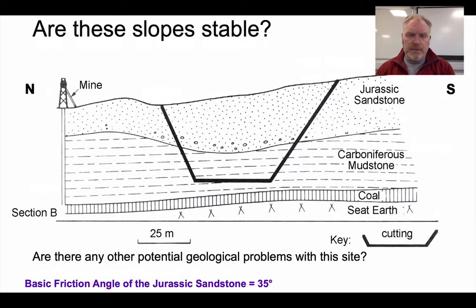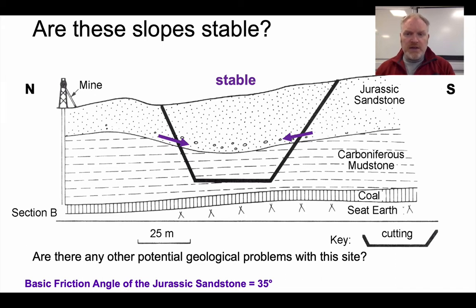In section B, the basic friction angle of the Jurassic sandstone here is relatively high, 35 degrees. And we can see that the Jurassic sandstone is dipping much less than that on both sides of the slope. So these slopes are both going to be stable. However, there are some other things to consider. We've got a sandstone sitting on top of a mudstone. There's an unconformity between the two. So within this cutting, there's the potential for springs.